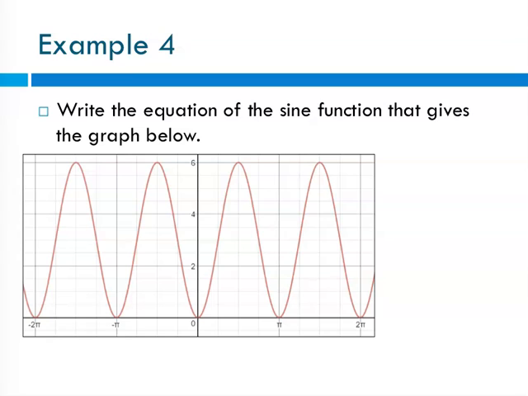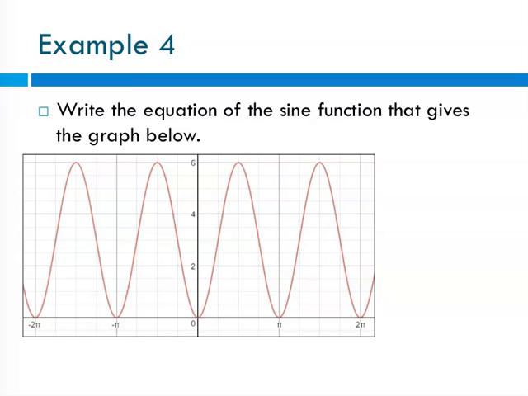Okay, example 4. In this problem, you are going to write the equation of the sine function that gives the graph below. Now, as you know, sine and cosine are really just, in terms of the shape of the graph, the same, except that one is shifted over to the left or to the right, however you want to see it. So anytime you're asked to write an equation for one of these graphs, you actually won't be able to tell if it's sine or if it's cosine, and both are acceptable. The only exception is if you're asked specifically to write it as a sine or a cosine function. So in this case, you're asked to write it as a sine function.